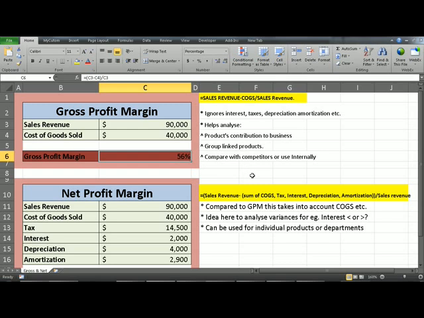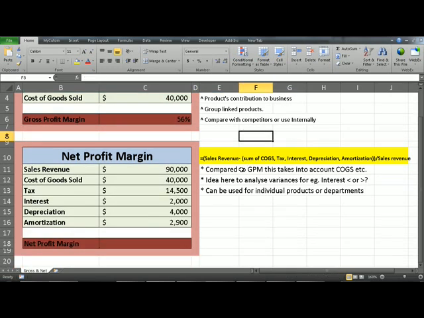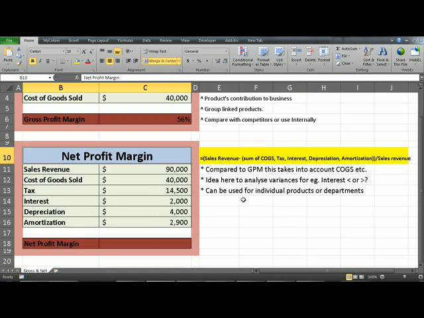But again, the idea here is to compare with other competitors, or maybe compare your products internally and try to apply it on different products or different departments and see how one is better than the other one, or why does one have more cost of goods sold compared to another department or another product. You get the idea. The next one that I'm going to look at is the net profit margin.